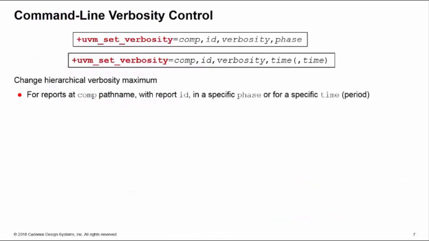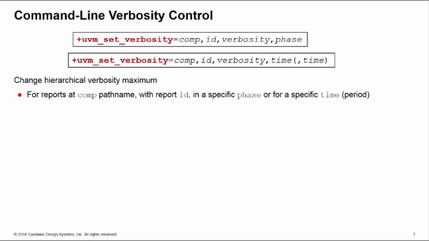So the other option is to use command line verbosity control. These are options that we put in on the command line, and we apply these to our XRun simulator call. So there's two options here. We can change the verbosity in a particular phase, or we can change the verbosity at a particular time or for a particular time period.